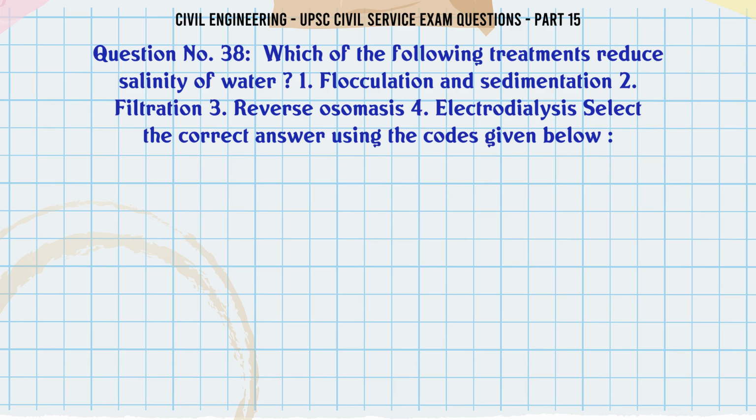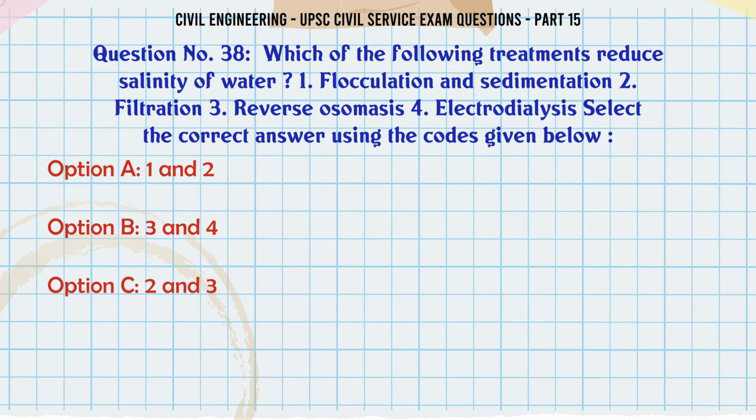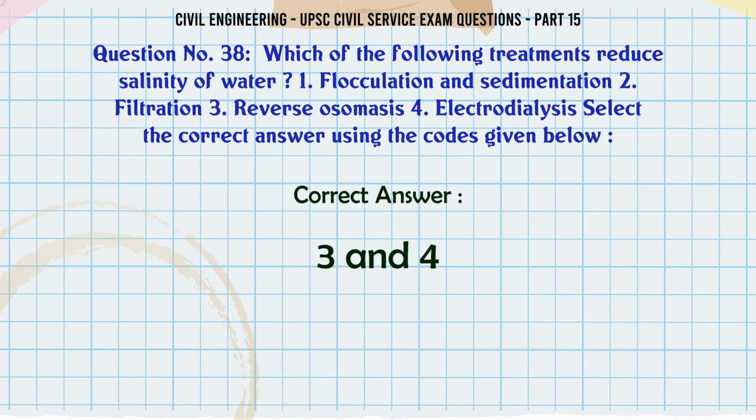Which of the following treatments reduce salinity of water? 1. Flocculation and sedimentation. 2. Filtration. 3. Reverse osmosis. 4. Electrodialysis. Select the correct answer using the codes given below. A, 1 and 2. B, 3 and 4. C, 2 and 3. D, 1 and 4. The correct answer is 3 and 4.